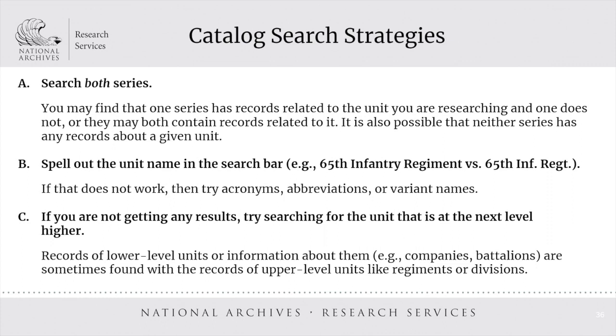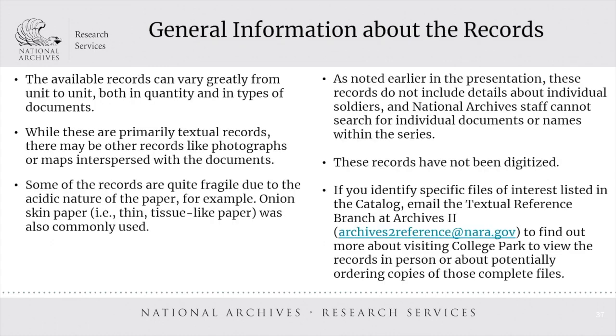Next, you may need to vary the terms you use when searching the series in the catalog. First, for example, try spelling out the unit designation, and then maybe try acronyms or abbreviations or variant names. And as I mentioned earlier, you may also need to search for the unit above the specific company or battalion that your family member served in. Here are just a few reminders of some of the points I mentioned earlier.